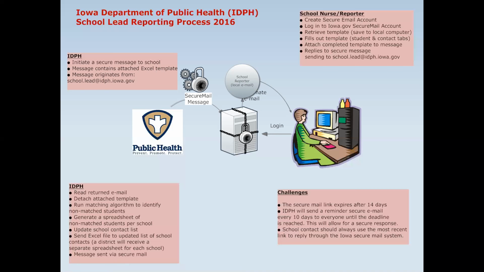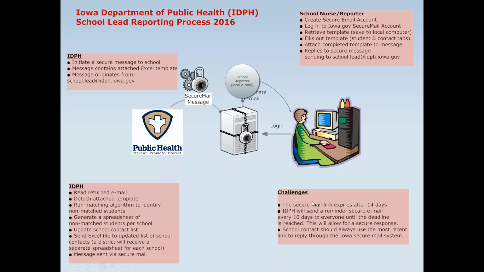Once all of the student lists have been received by October 31st, 2016, the templates are going to be matched, and now I'm referring to the box down here. The templates are going to be matched against blood lead tests that have been reported to the Iowa Department of Public Health since 2009. Those children for which we are unable to find a reported blood lead test will be placed on a report and returned to each school contact.